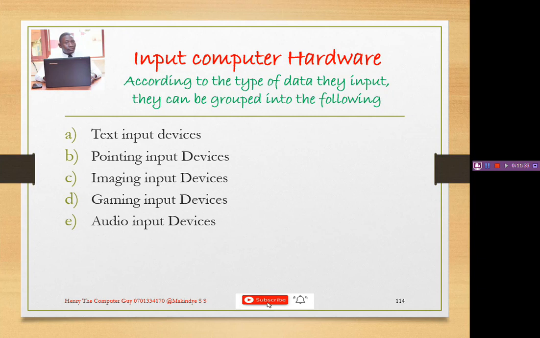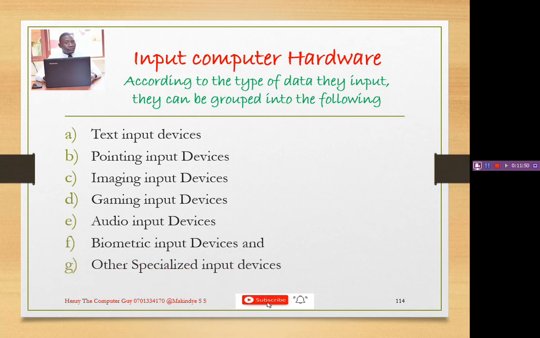Audio input devices, they help us to enter audio into the computer. The biometric input devices, these ones are specifically dealing with the physical characteristics of a person to enter information into the computer. We have other specialized input devices, as we shall talk about them, for example, the remote and others. So in the next lesson, we are going to begin the text input devices, whereby we shall talk about the keyboard.